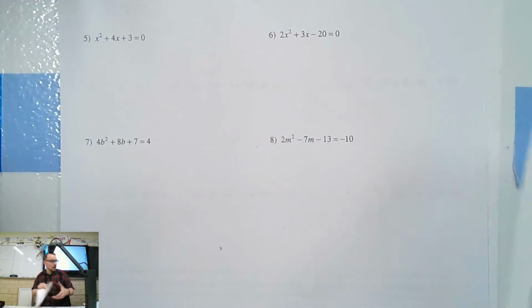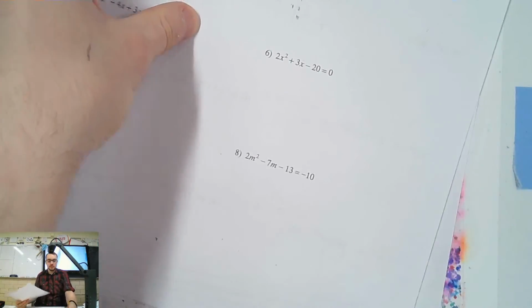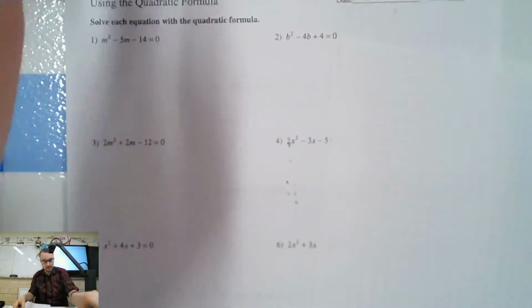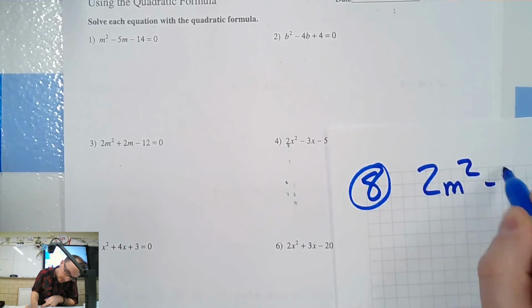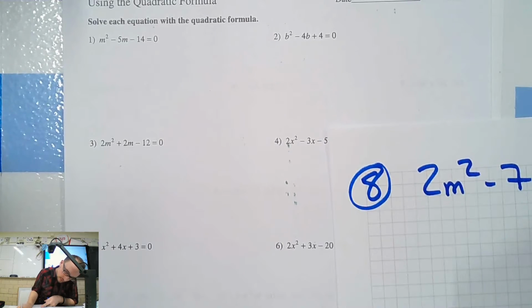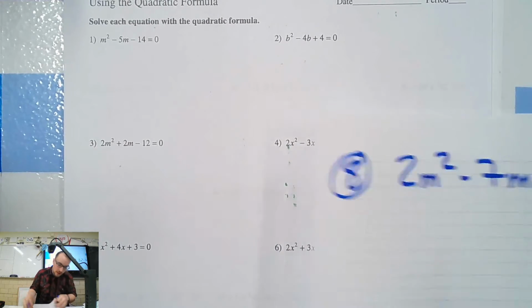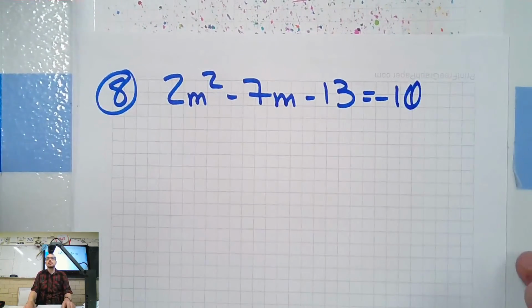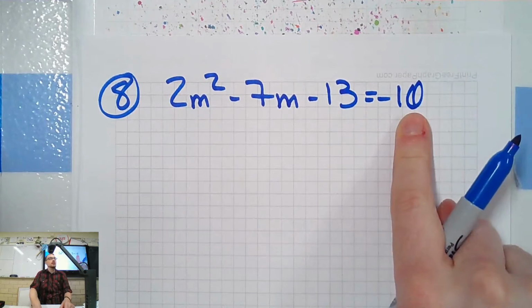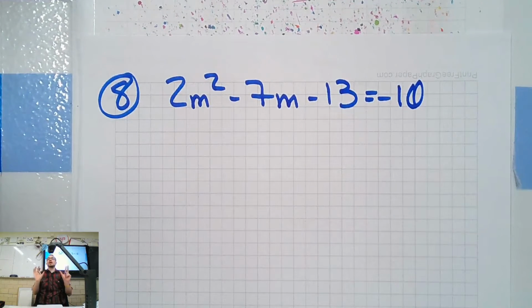So let's do number 8 together. I'm going to write number 8 real big. First off, what do you notice about this problem? We have to move this over because remember, we can only use the quadratic formula when we're solving with y equal to 0, right?